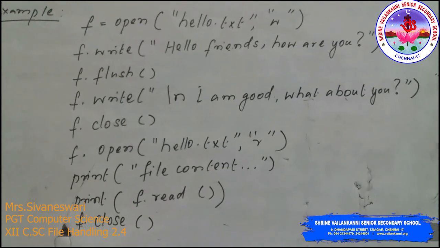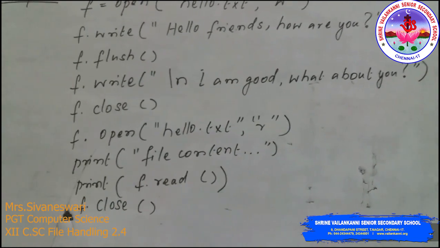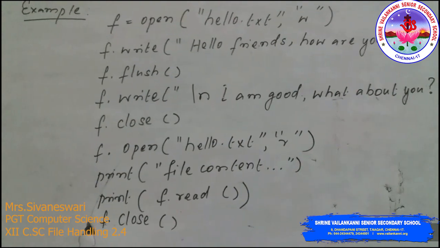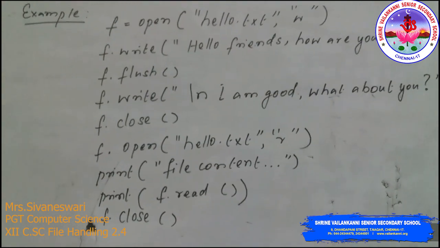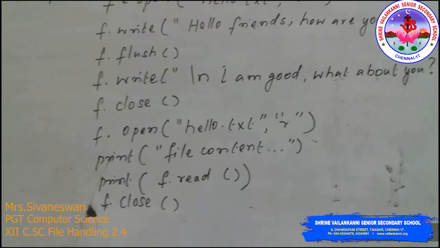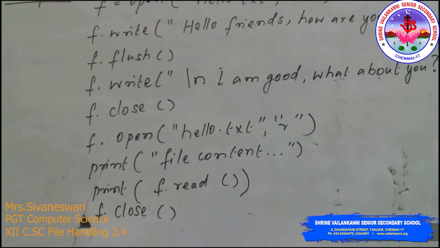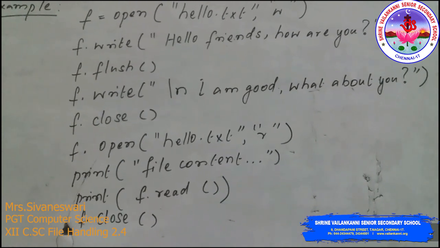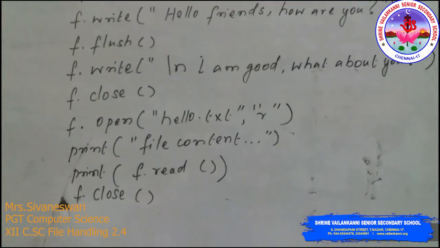f.write() in the new line, that is the second line, 'I'm good, what about you'. Now the file is closed. We are once again opening the file, f = open('hello.txt', 'r') in read mode. This is to read the file. So print the file content. This is just a print statement. Afterwards print(f.read()), which will print the content of hello.txt, that is hello friends how are you, and the next line I am good, what about you. Now we close the file.